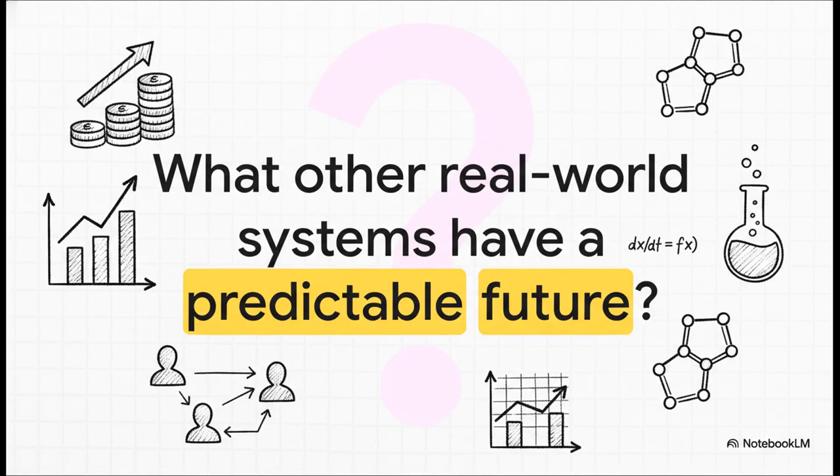And that kind of leaves us with a final thought to chew on. Now that you have these tools, now that you can look at a system's rules of change and predict its ultimate destination, what other things out there, in finance, in chemistry, maybe even in social dynamics, what other phenomena might be hiding one of these powerful autonomous equations at their core?